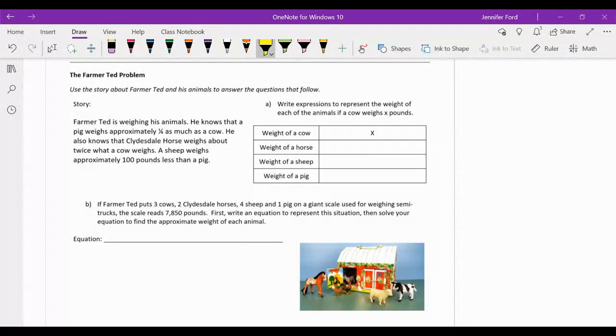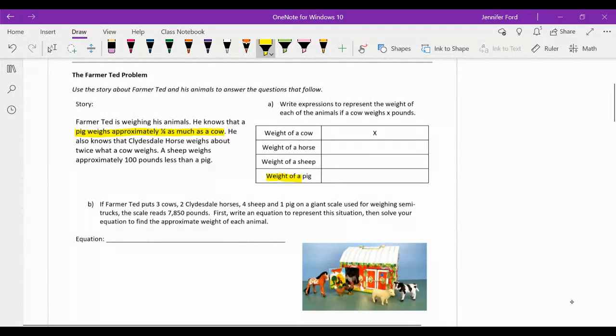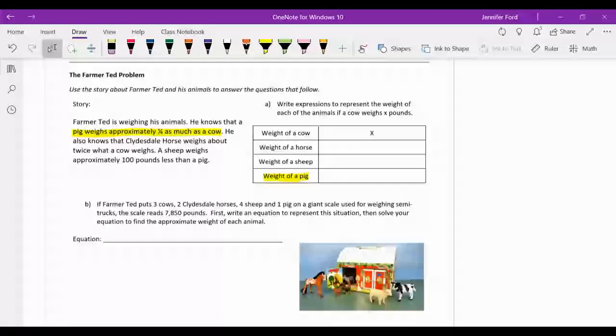All right. So one strategy that helps people sometimes is to think about some highlighting. A pig weighs approximately 1/4 as much as a cow. That clue we're going to use for the weight of a pig. A Clydesdale horse weighs about twice what a cow weighs. So that's going to be about the horse. And the sheep weighs approximately 100 pounds less than a pig. So I need that for the sheep.